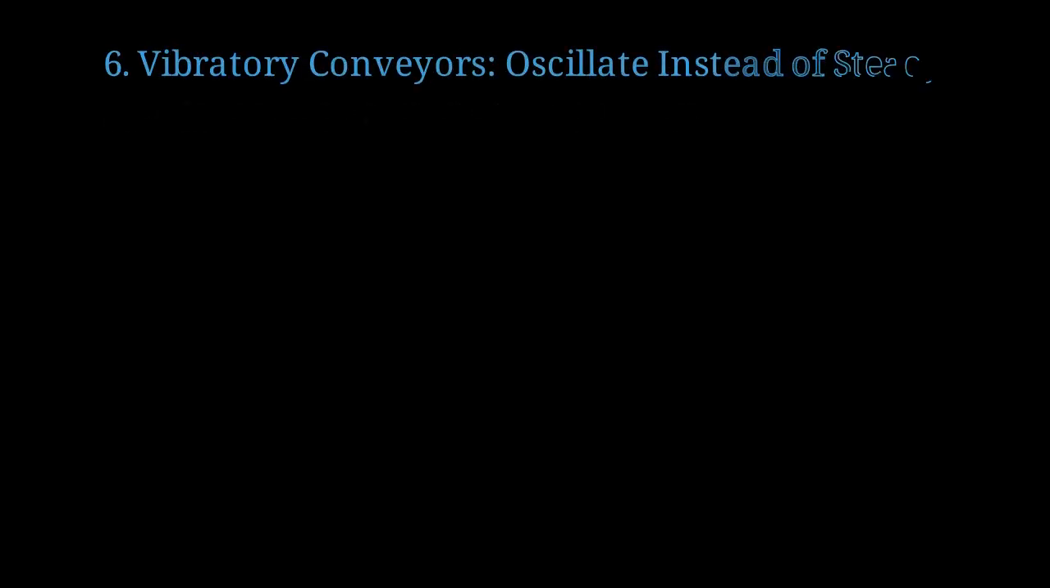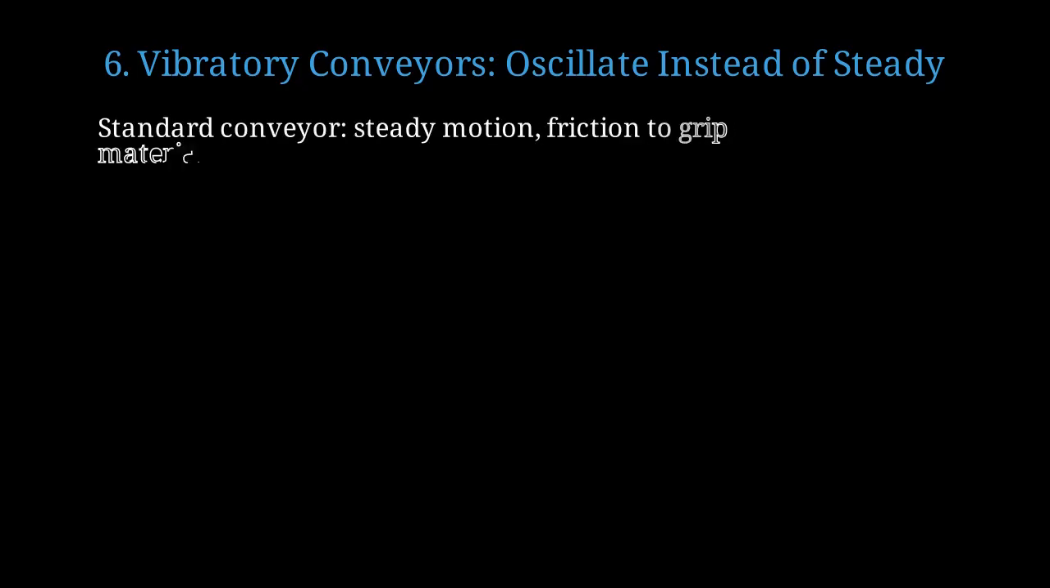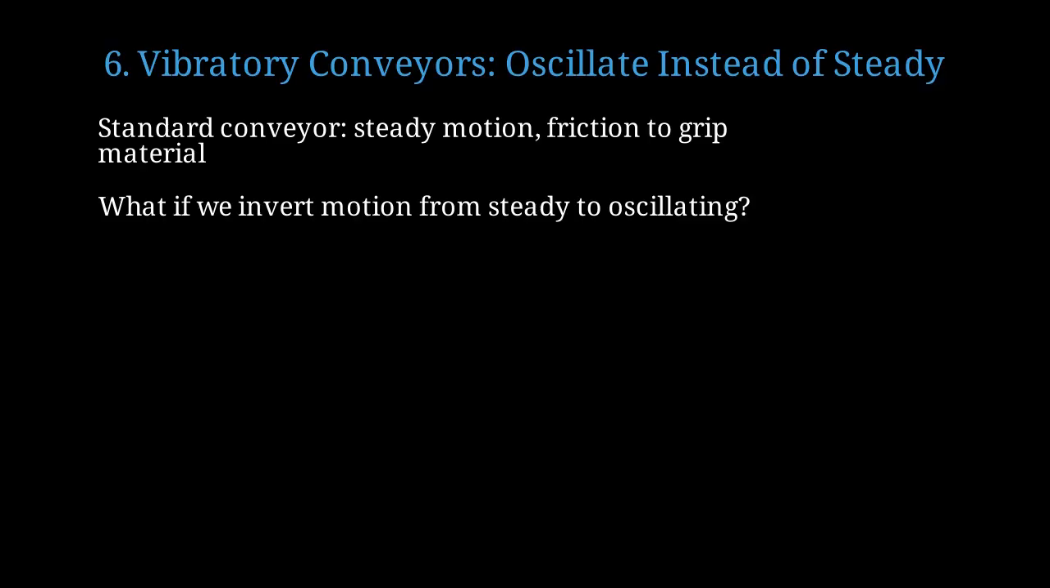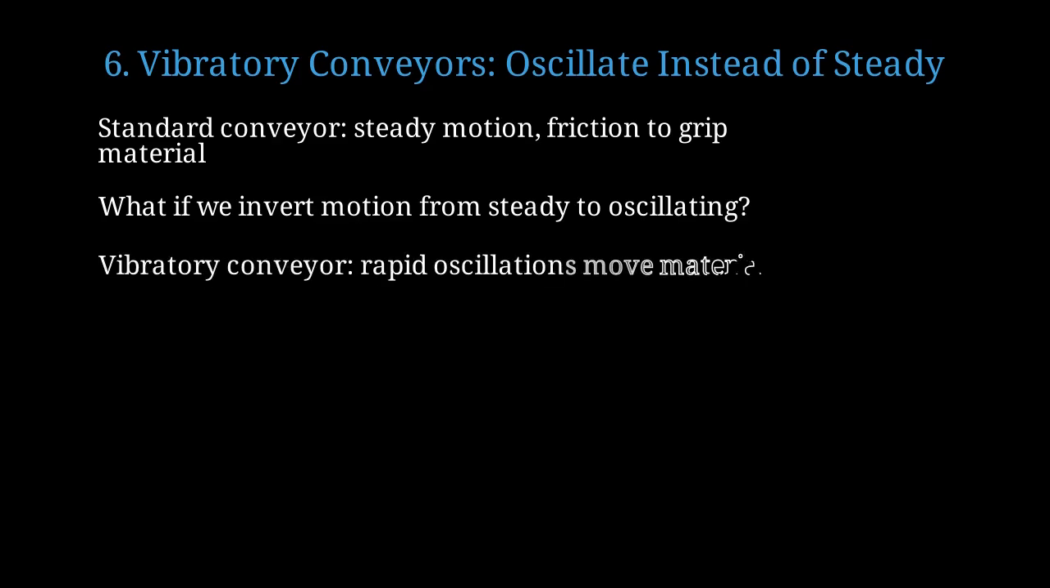Another fascinating inversion example is vibratory conveyors, which oscillate materials instead of moving them steadily. Standard conveyors use steady motion and rely on friction to grip and move material continuously. But what if we invert the motion from steady to oscillating? This seems counterintuitive for moving things. Vibratory conveyors use rapid oscillations that move material forward through a clever combination of inertia and friction.